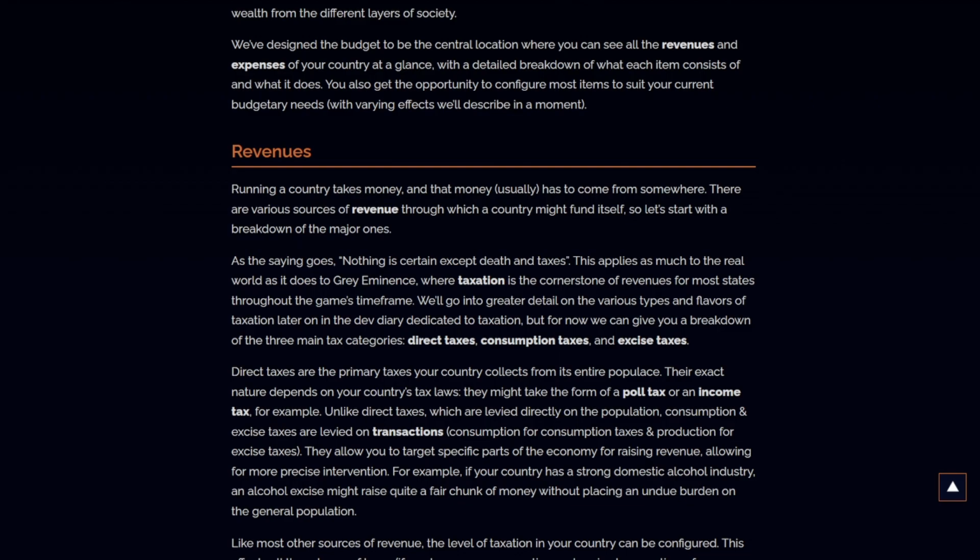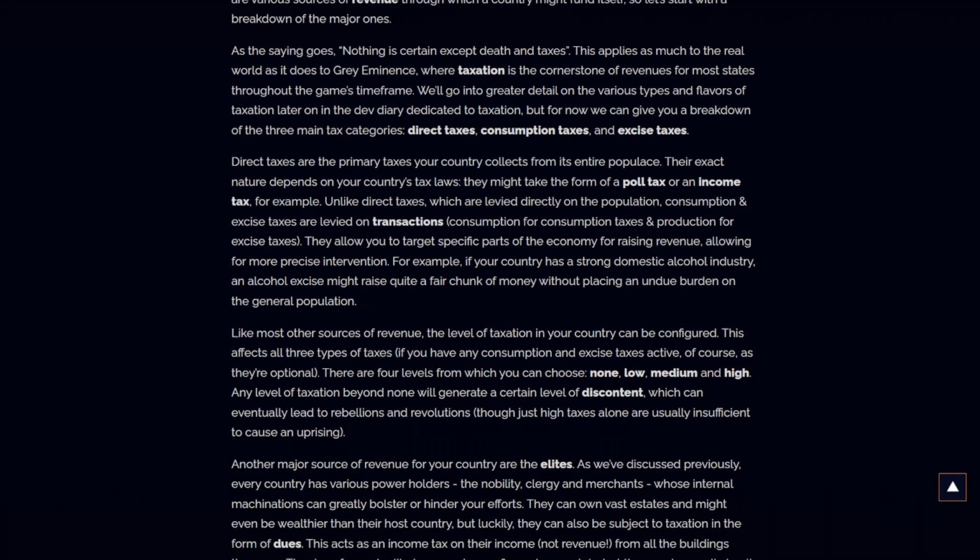So yeah, there's already going to be a bit of information here about tax, but there is also going to be a dev diary specifically about taxation, so that's going to be good to see. Because they kind of skim over how they work here, but obviously a bit more information would be great. Direct taxes are the primary taxes your country collects from its entire populace. Their exact nature depends on your country's tax laws. They might come from a poll tax or an income tax, for example.